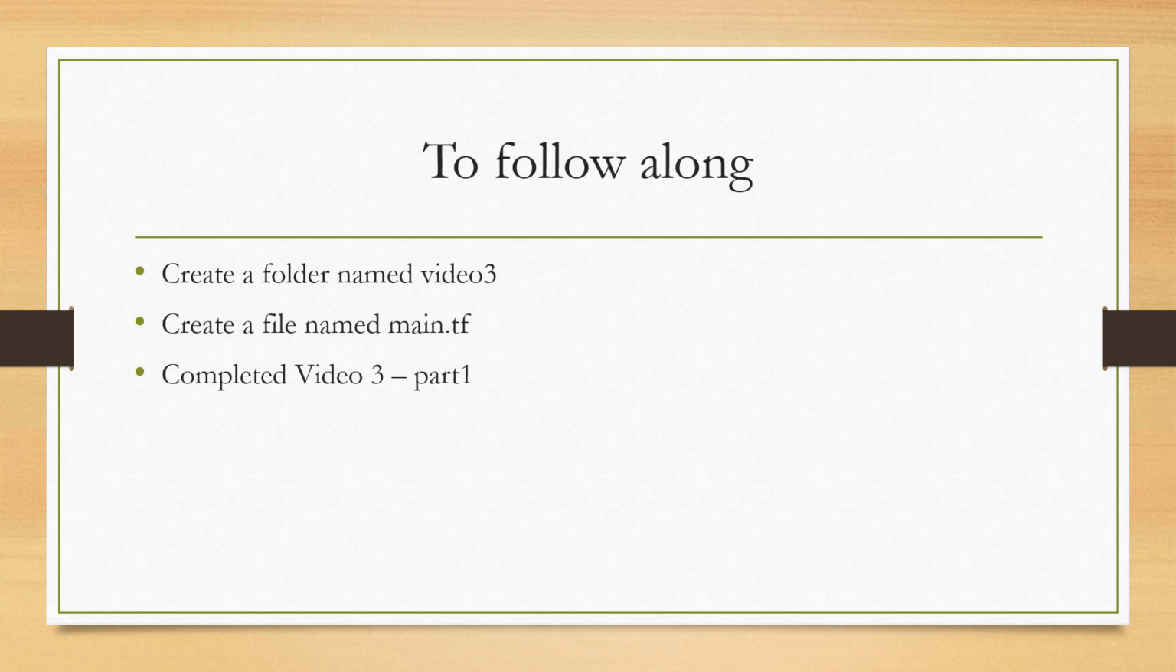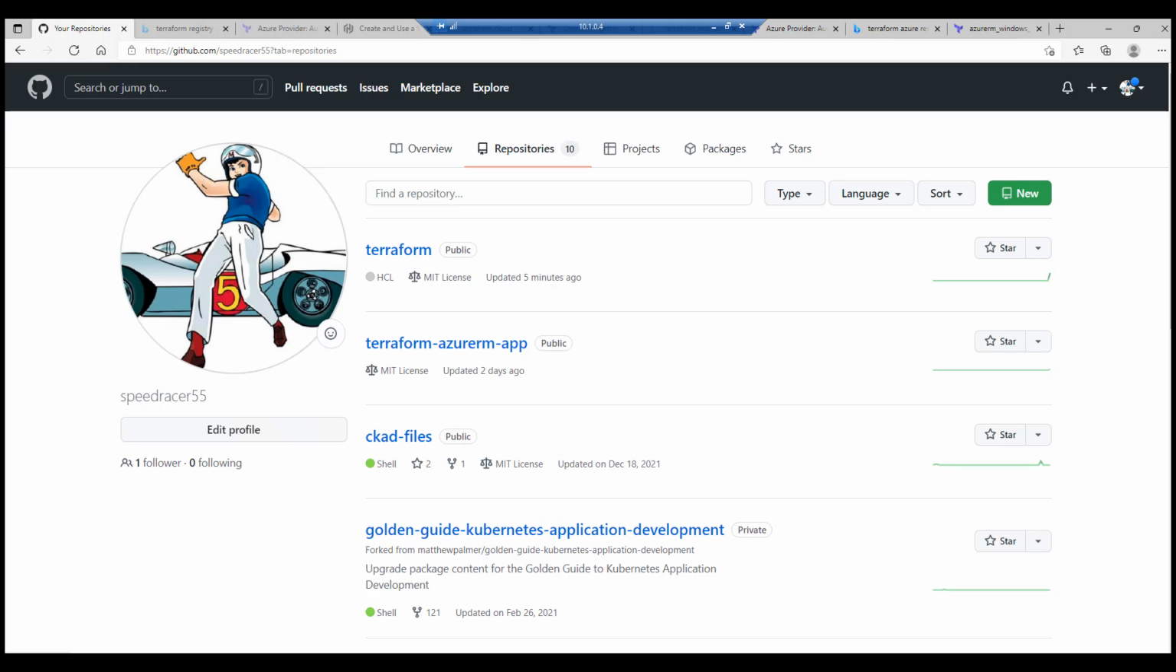To follow along, you must have created a folder named Video3, create a file named main.tf, and complete the steps that were shown in Video 3, Part 1. All right, let's get started. Okay, welcome to Part 2.